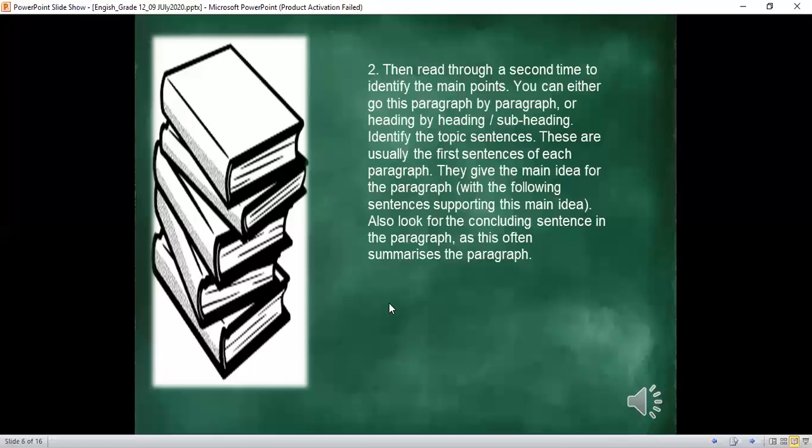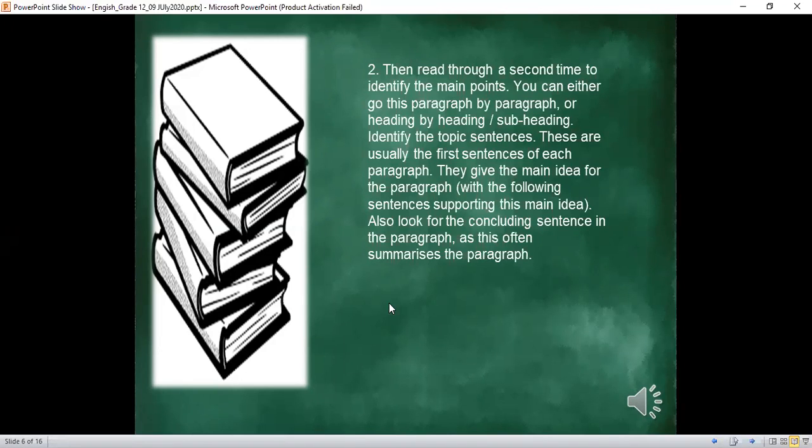Now, the second time you go about reading this article, you have a specific purpose. You read the second time to actually identify the main points. Now that you know this is the main idea, or this is the message that this author is trying to convey, what are the main points that are driving this message? That is why, with the second step, you are trying to identify the main points.